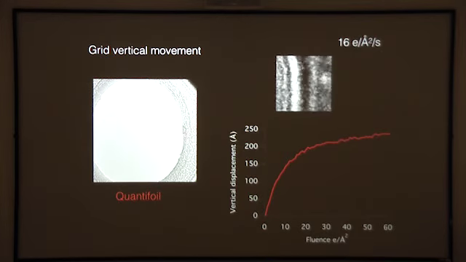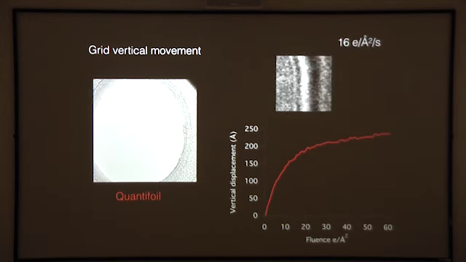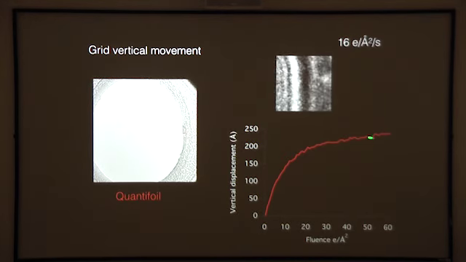So the reason that we did this, got rid of the carbon, was this. If you take a bare carbon grid and mount it in the electron microscope in cryo conditions and tilt it to 30 degrees, you can image the entire hole. And if you track the edge of this hole, you see that it's moving a lot. It's actually moving, in this case, by over 200 angstroms in the Z direction. So in the direction that's perpendicular to the plane of the image.